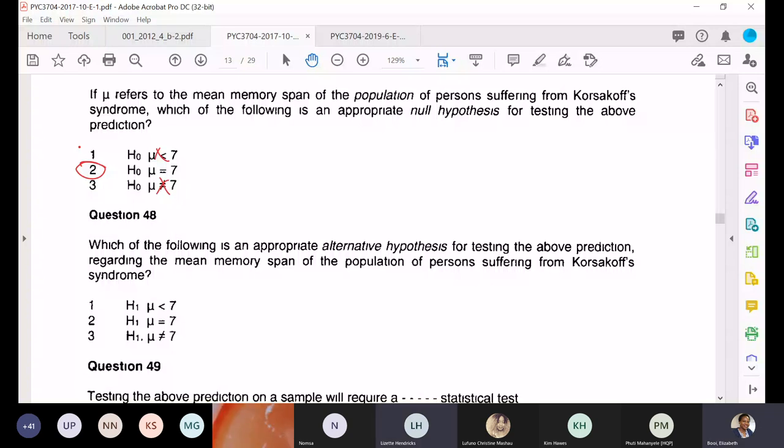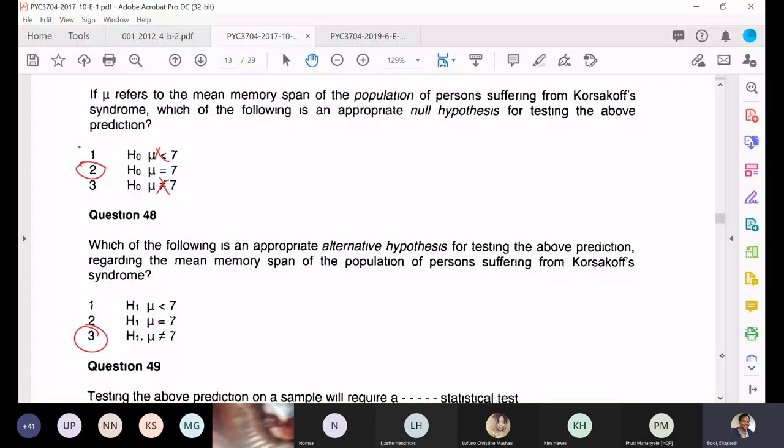Number two. Nope. Number three. It will be number three, because if my null hypothesis says equal, then my alternative will say not equal. But if the researcher had said the memory span of whoever is less than, then I would use the less than. So you must be very careful as well.